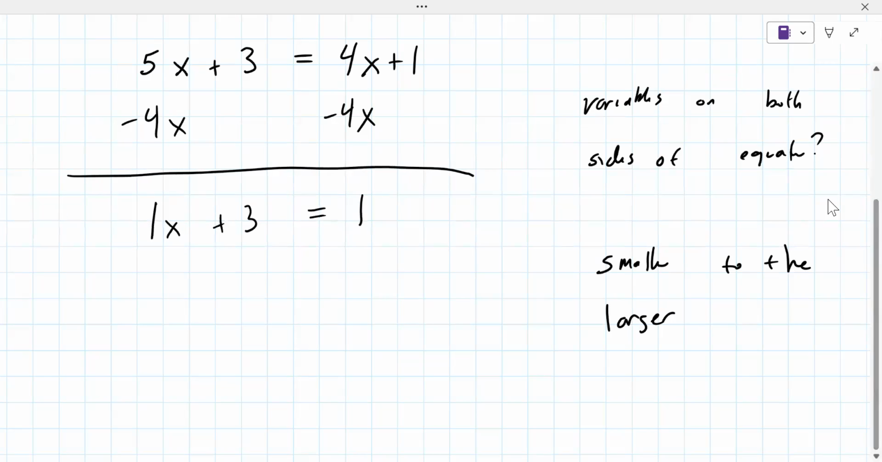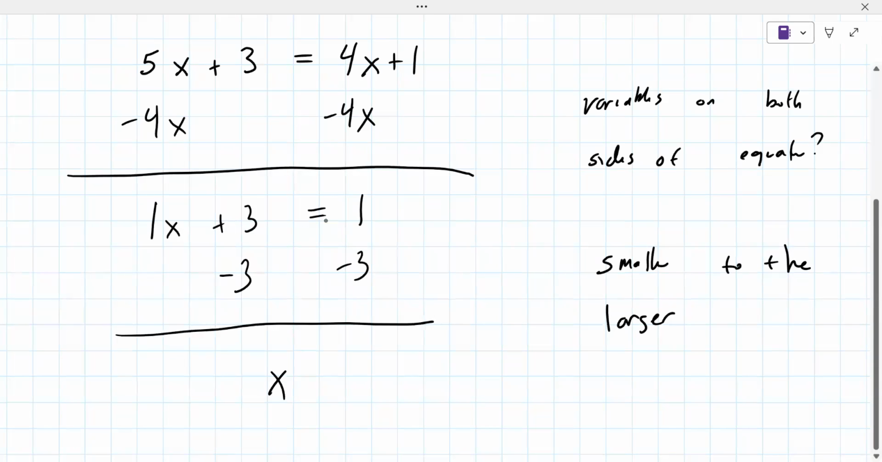Okay. Now this right here, this is a two-step equation. This is stuff we've been solving for a while now. So we have to undo this plus 3. How do you undo addition by 3? You subtract by 3. Subtract 3 on both sides.